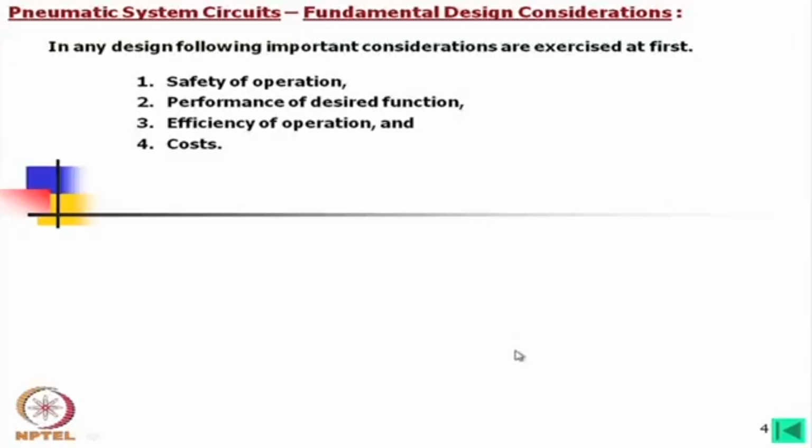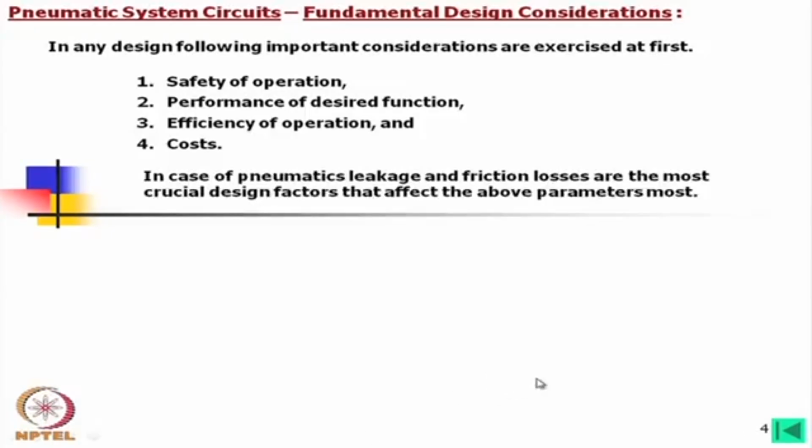Anyway, you can follow a mathematical model to optimize everything, or else that mostly depends on experience. In pneumatics, leakage and friction losses are the most crucial design factors that affect the above parameters most. That means, to minimize, for example, the cost factors, we have to make the system as leakage free as possible.